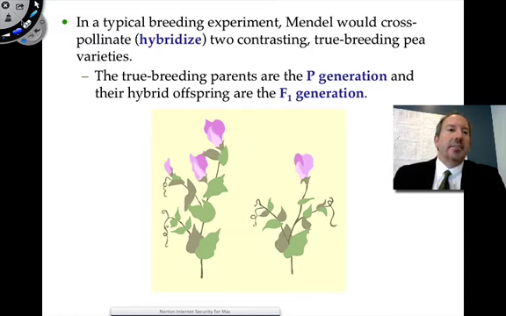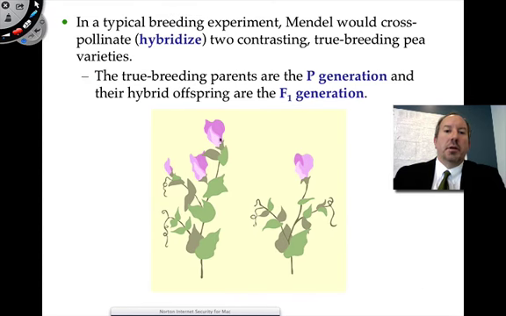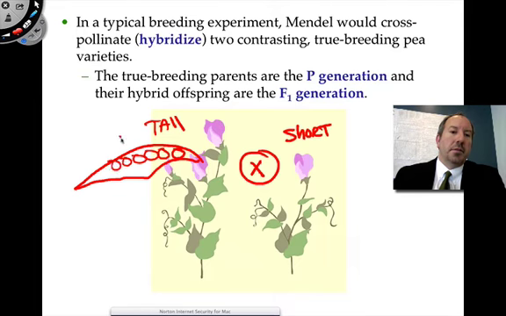And then he set the cross. And he's like, okay, now I'm going to cross tall with short. So I'm going to do tall with short and see what happens. And you're like, what do you mean see what happens? Well, if you take the pollen from the short one and put it over here to the tall one, eventually this is going to form a pod. And then here are the seeds. These are the F1s. This is the parental cross. This is the F1. And then when you plant these, what's it going to look like?